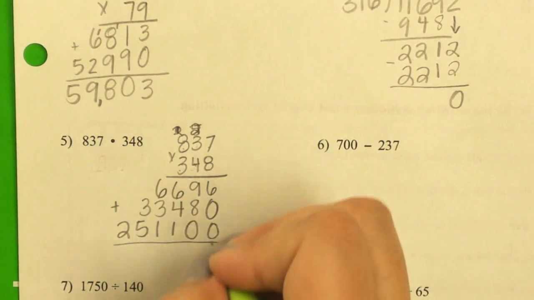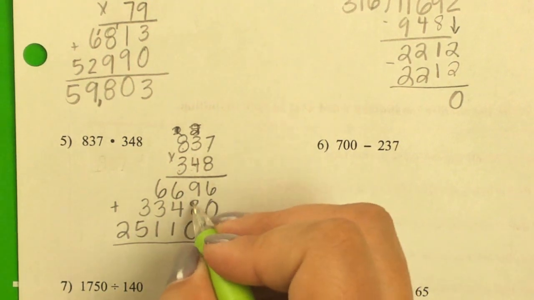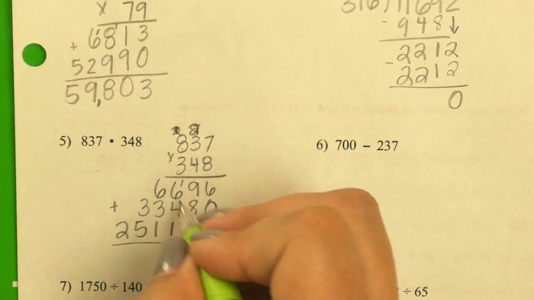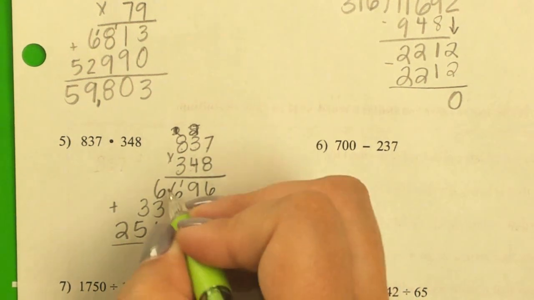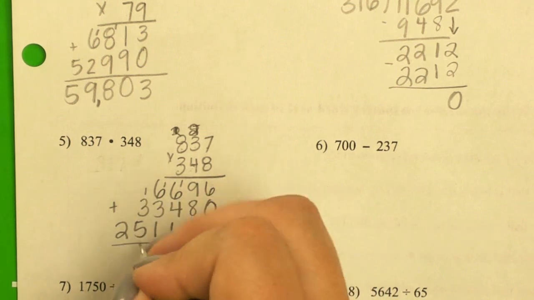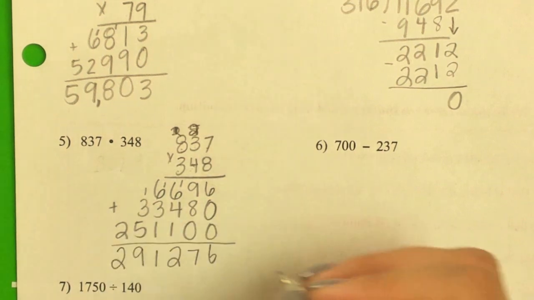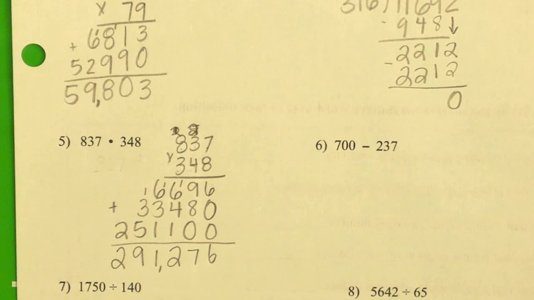Wonderful. All right, so we add that, we get 6. 17, 7, 12, is that right? 5, 11, 12, yeah. 7, 11, 9, and 2. 291,276.